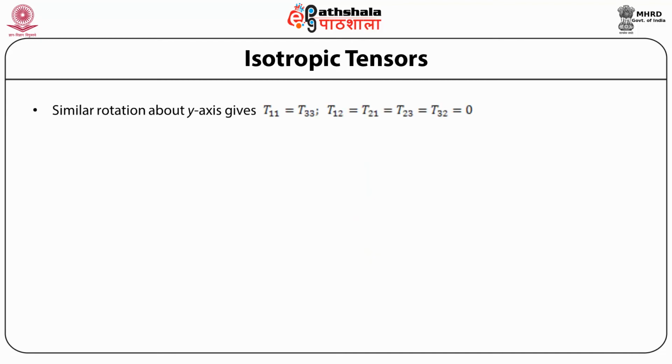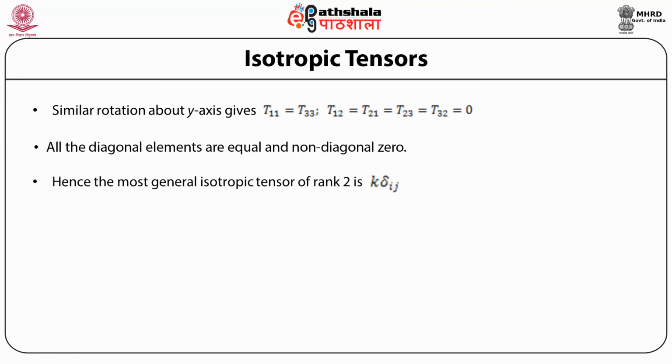A similar rotation about the y-axis gives t11 equals t33, and t12 equals t21 equals t23 equals t32 equals 0. All the diagonal elements are equal and the non-diagonal elements are 0. Hence, the most general isotropic tensor of rank 2 is K delta ij.